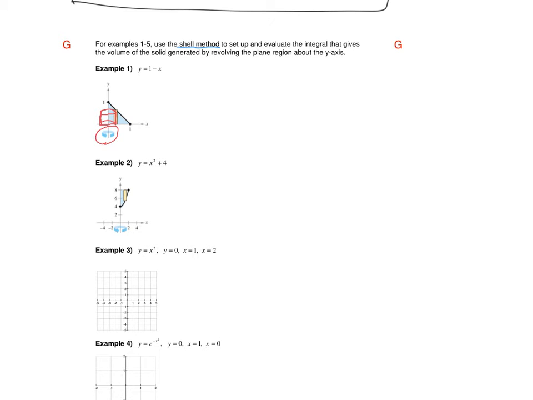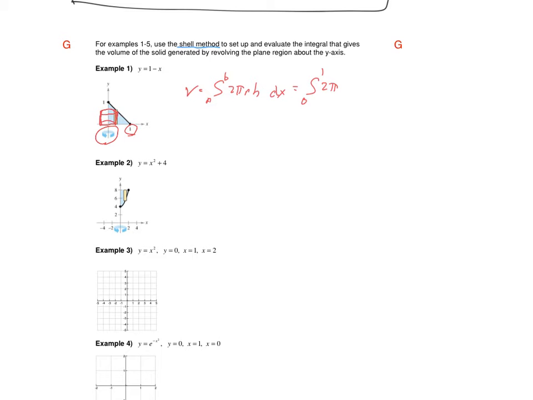There's my other vertical slice. I can see I've got a shell method. So I'm thinking my volume is going to go from A to B, 2 pi RH. It is a vertical slice, so I know it's a dx. It looks like I'm going to go from 0 to 1, right? Because I'm looking at the x-axis, not the y-axis. And 2 pi is going to stay put.